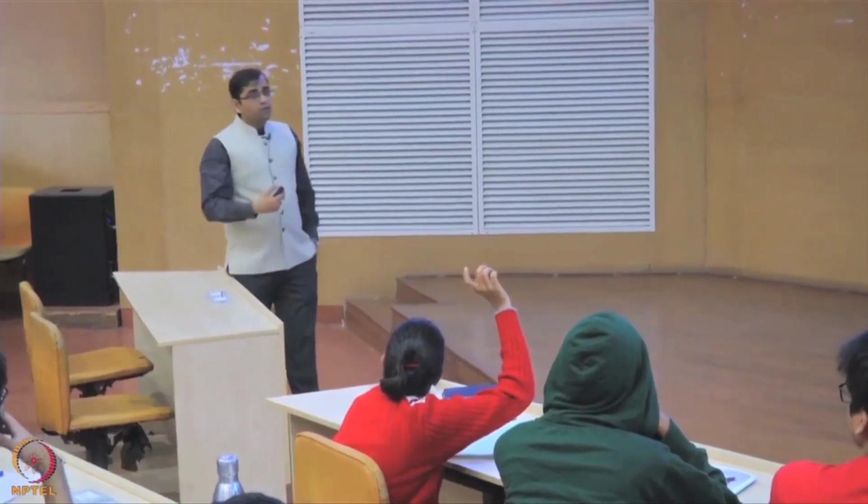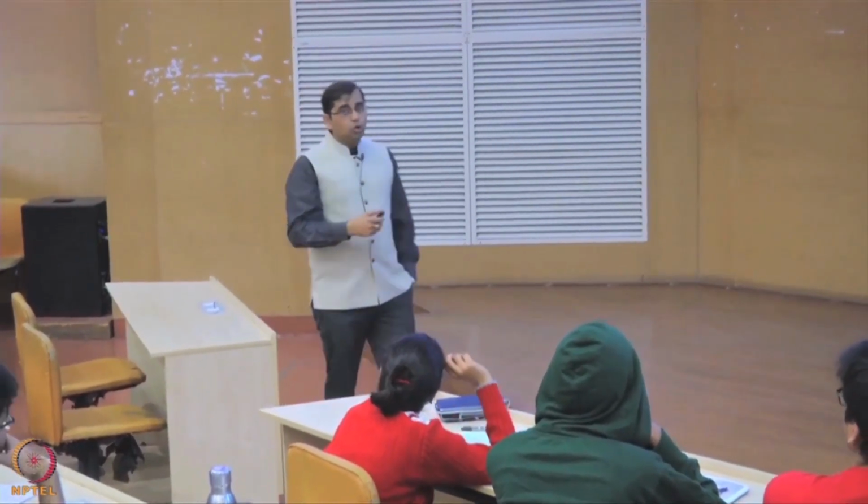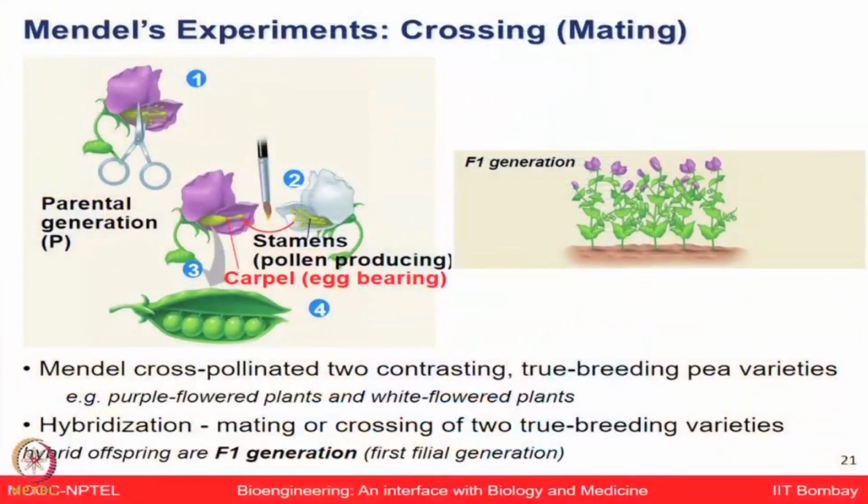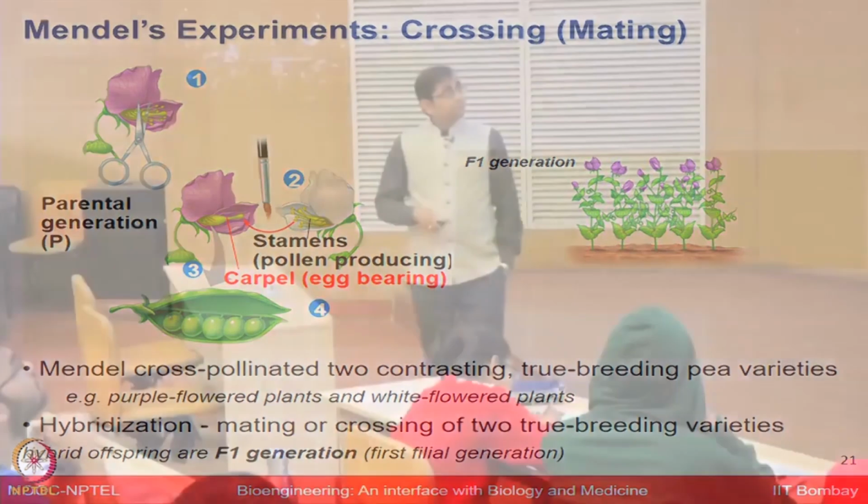So hybridization is the phenomenon which is mating or the crossing of 2 true breeding varieties, and this is known as the F1 generation or the filial generation. Just get familiar with the terminology. P means parental generations, parents. F1 is the filial or the progenies. So in the first, when he did the cross, the first generation looked like all purple colored.